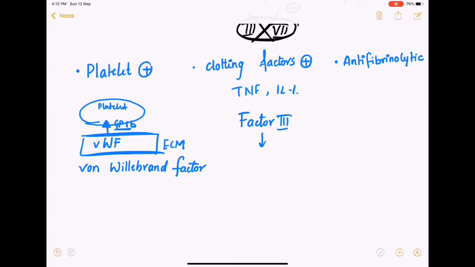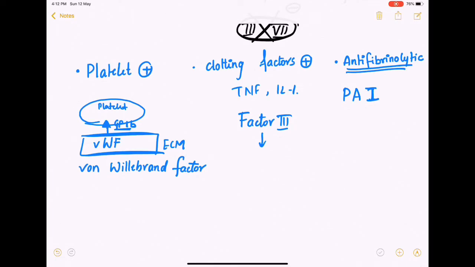And another thing your endothelium is going to do is antifibrinolytic activity. This is because it produces plasminogen activator inhibitors. Because of this, plasmin is not formed from plasminogen and fibrinolysis does not occur.